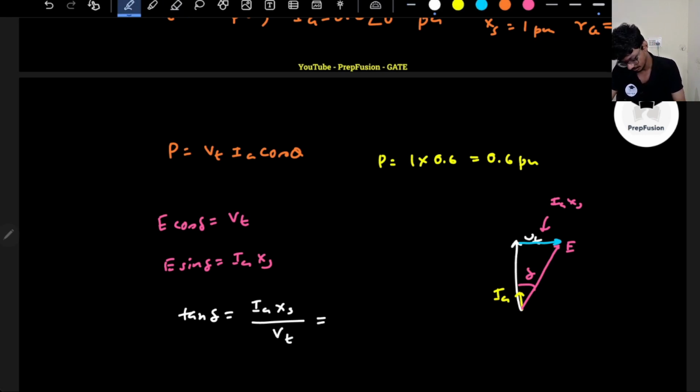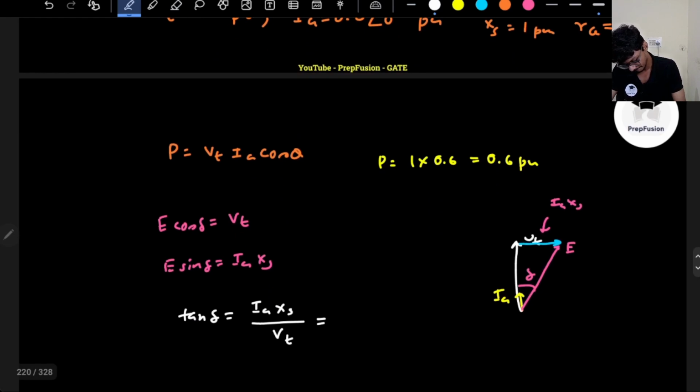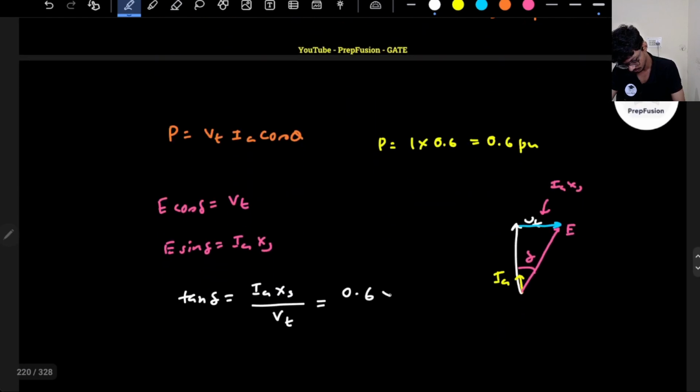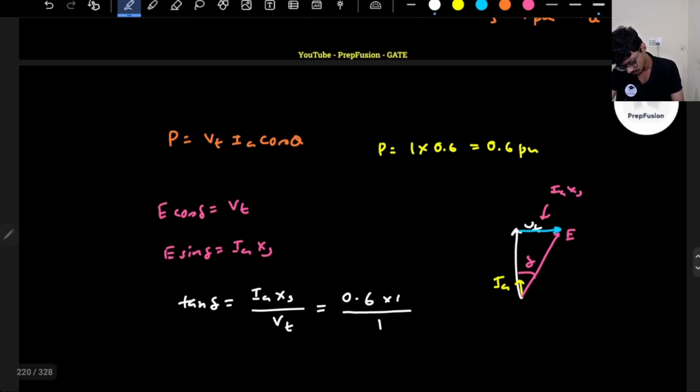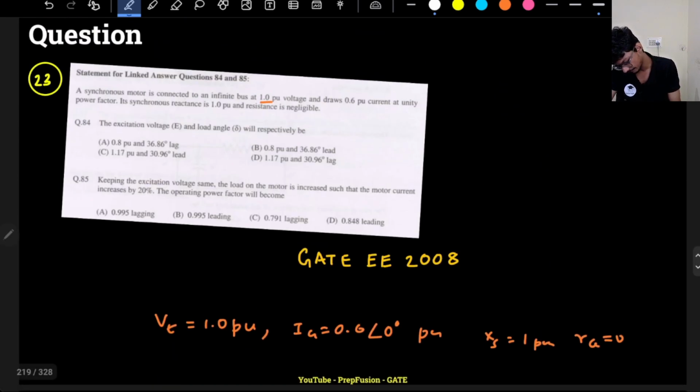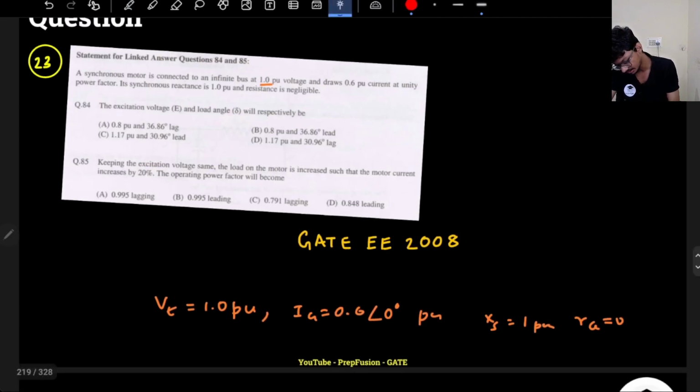So Ia into Xs, Ia is 0.6, into Xs, divided by Vt. Vt is 1, and Xs is actually 1 per unit. So tan delta is 0.6. Remember, delta is negative. So tan inverse 0.6, delta will be minus 30.963. They are asking what is the load angle delta? Delta will be minus 30.96, lag.